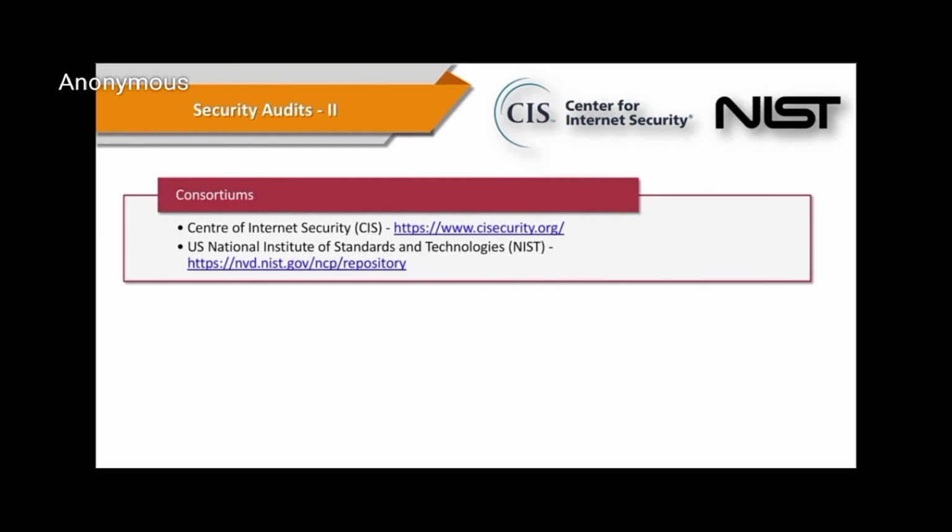NIST, the National Institute of Standards and Technology. It's a physical sciences laboratory as well as a non-regulatory agency of the United States Department of Commerce. Its mission is to promote innovation and industrial competitiveness. If you visit their website, shown in the slide here, you'll find the National Checklist Program repository of their National Vulnerability Database Program. They have a wide range of up-to-date checklists.